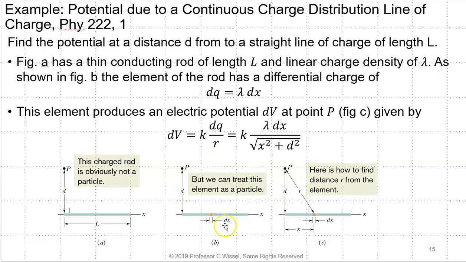As shown in figure B, there's a little element dx of the rod that has a differential charge of dq equals lambda dx. This element produces an electrical potential dV at point P in figure C, given by dV equals K dq over R, where R is the distance between point P and the little element. We substitute in and find that it equals K lambda dx over the square root of x squared plus d squared. We get that from the geometry, the square root of the sum of the squares.